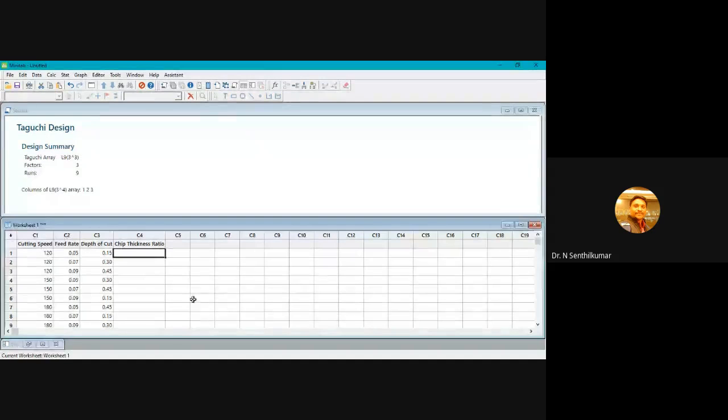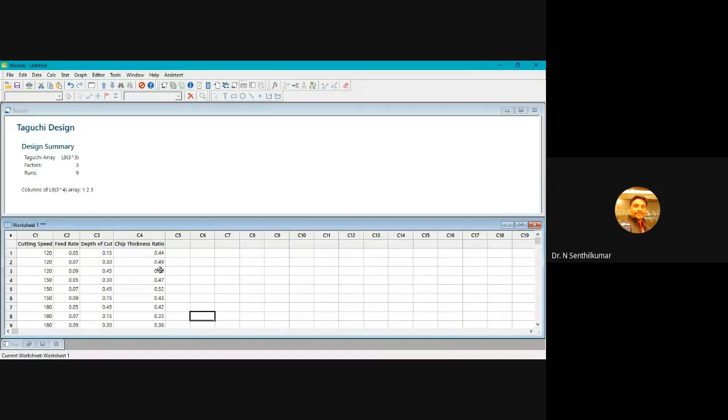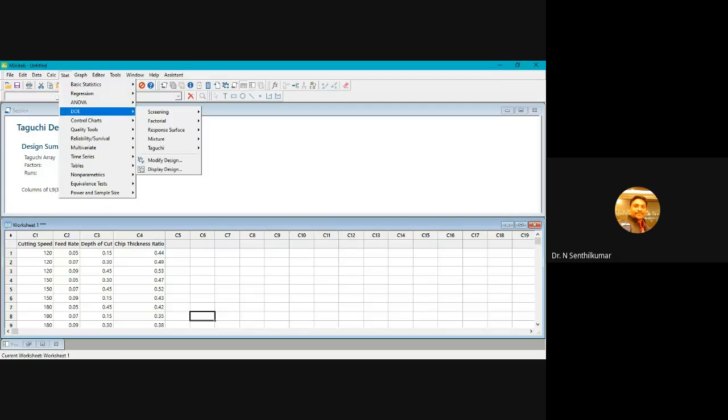So previously I have my value, so I am just typing that, pasting that. Check whether all the values are filled, all the rows are being filled. Now I am going to analyze this. So Stat, DOE, Taguchi. Now you can see the other two tabs are highlighted.